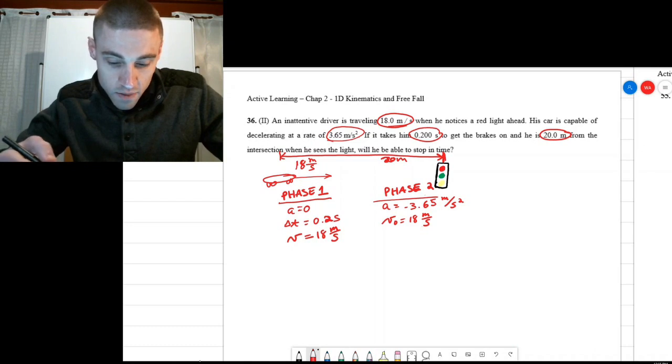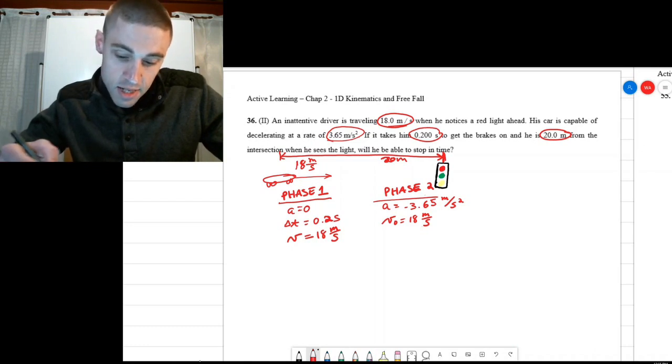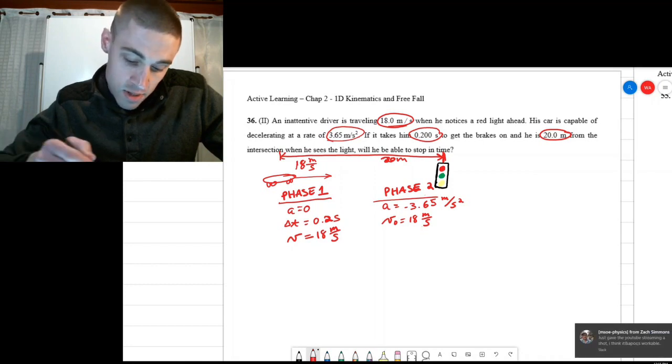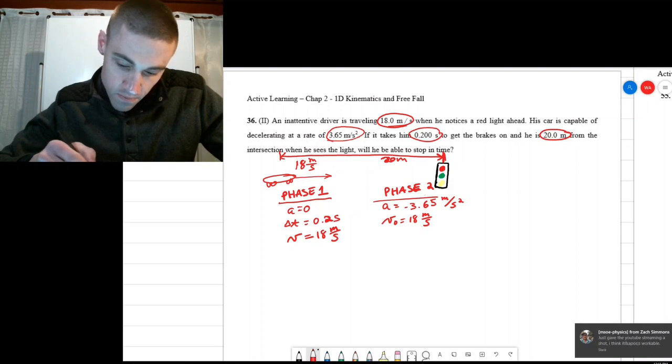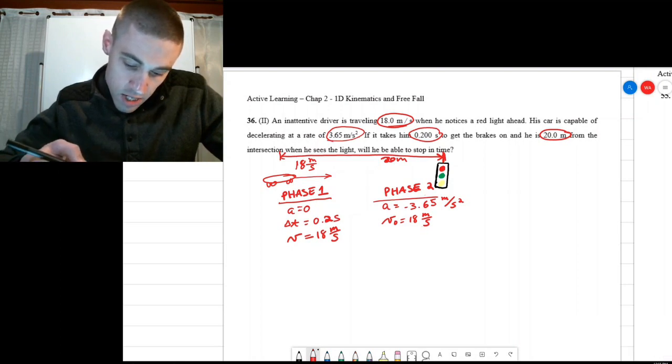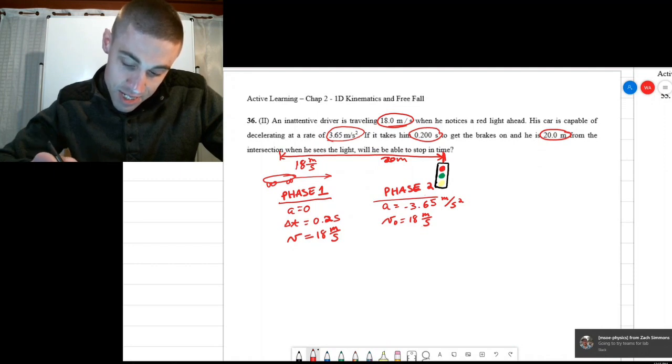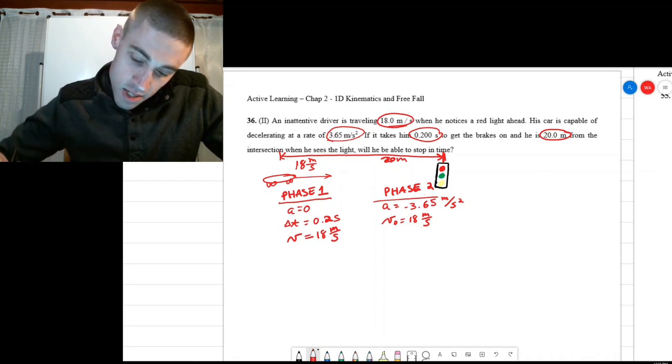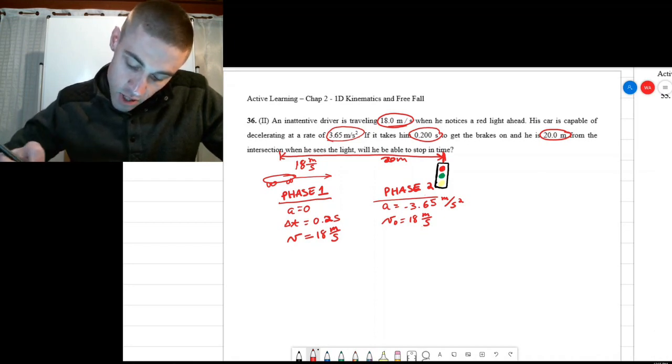So there's two phases here. It says that it takes him 0.2 seconds to get the brakes on in the first place, and that he's 20 meters from the intersection when he first sees the light. There's phase one, when his acceleration is 0 because this is the time that it takes him to get the brakes on. So it takes him 0.2 seconds to do that, and he's traveling at a velocity of 18 meters per second.